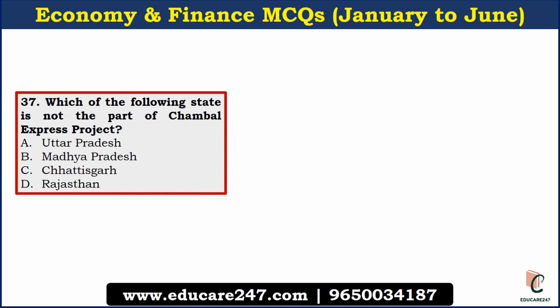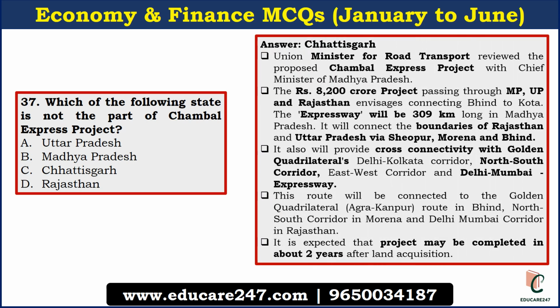The next question is, which of the following states is not the part of Chambal Express project? The answer is Chhattisgarh. Recently, the Minister for Road and Transport reviewed the proposed Chambal Express project with the Chief Minister of Madhya Pradesh, and the total cost for this project is 8200 crore, and this project is passing through MP, UP and Rajasthan, and it is connecting Bind to Kota.